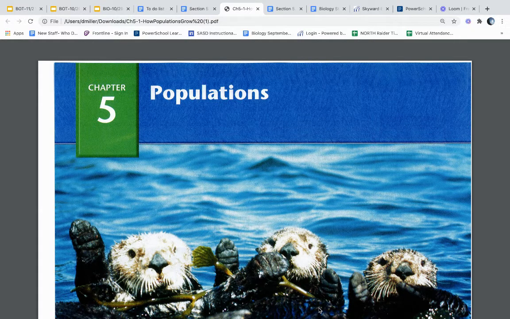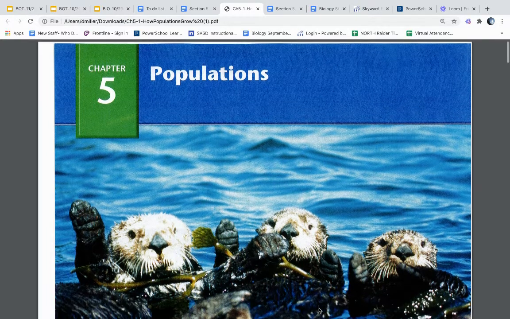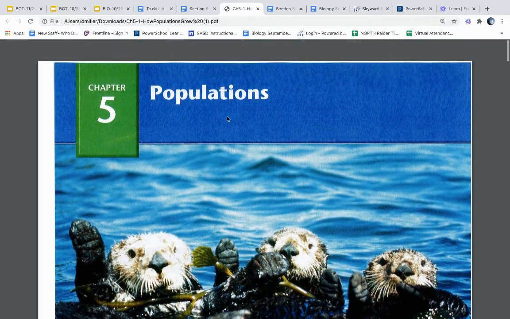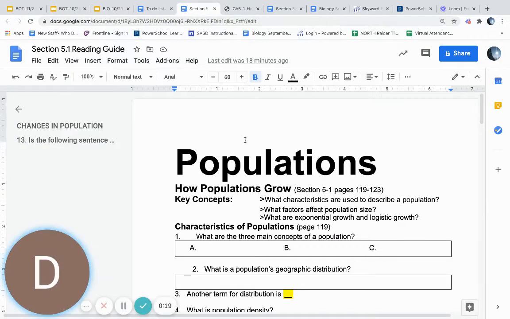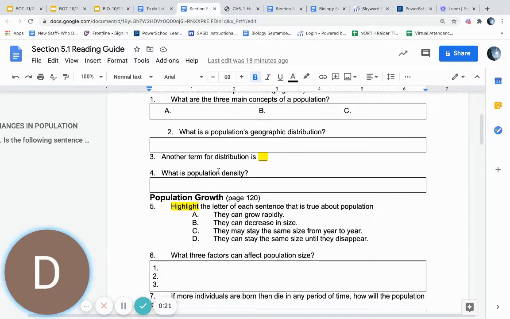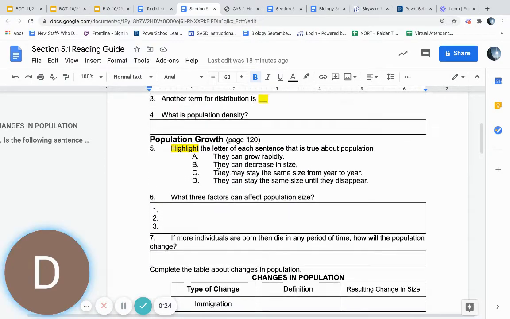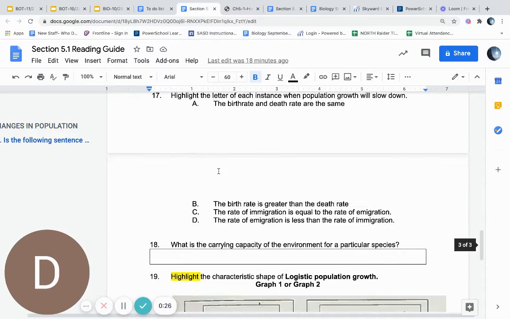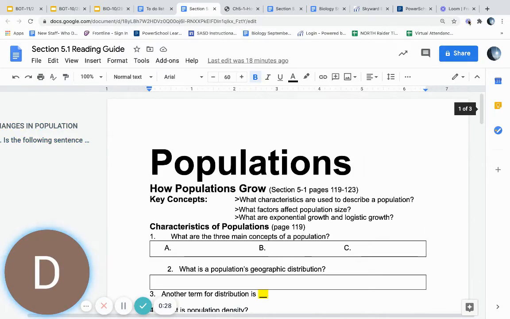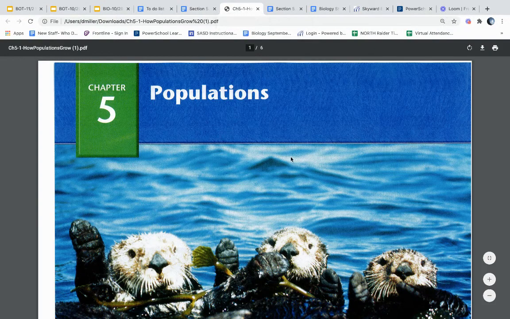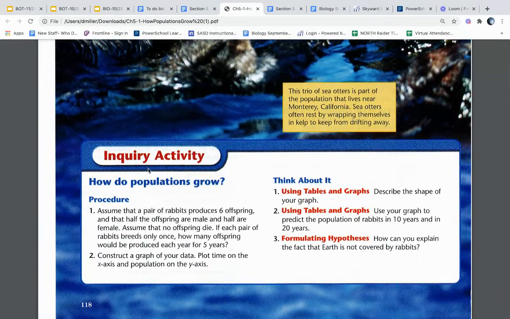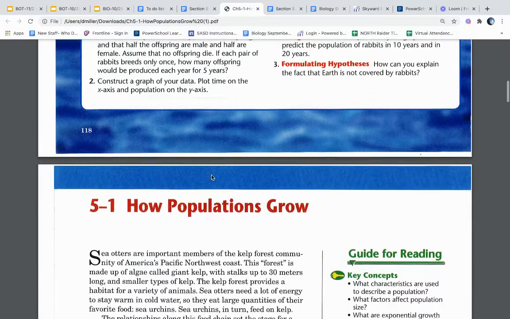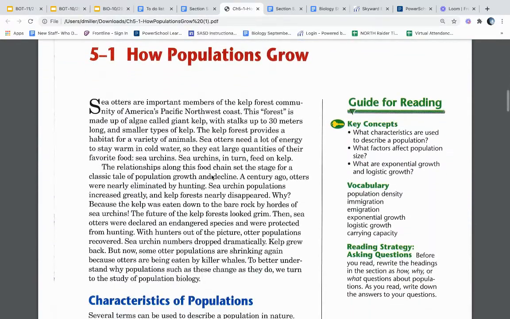So we've begun our third unit on populations, and today I'm going to be reading through Chapter 5, Section 1. So remember to be following along on that Section 5, Part 1 reading guide as you complete this. Here is the reading guide right here. So you're going to go ahead and fill this out as I read through. So let's go ahead and get started with this reading. So feel free to read about the inquiry activity. I'm going to go ahead and skip over that and get started.